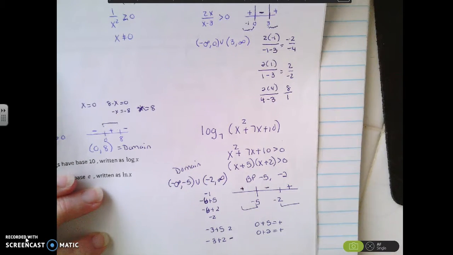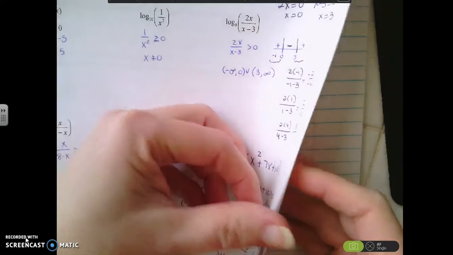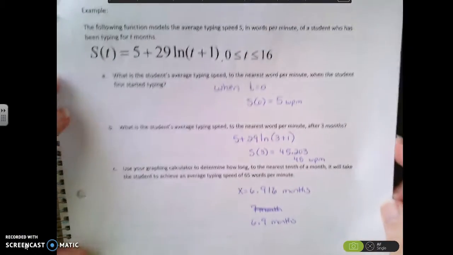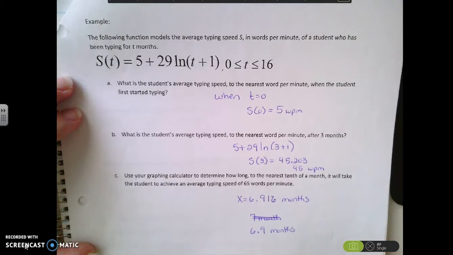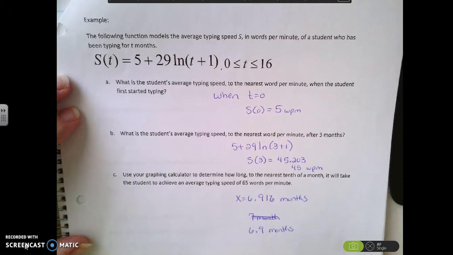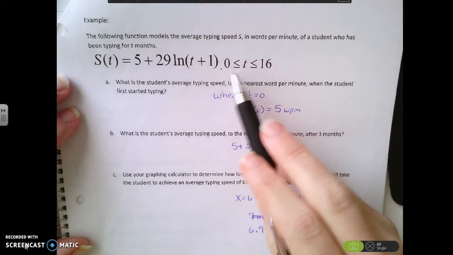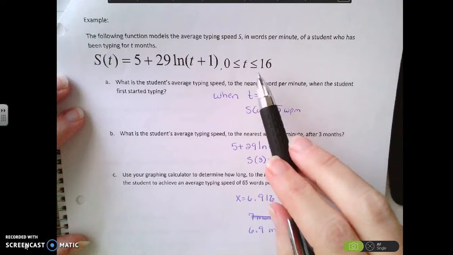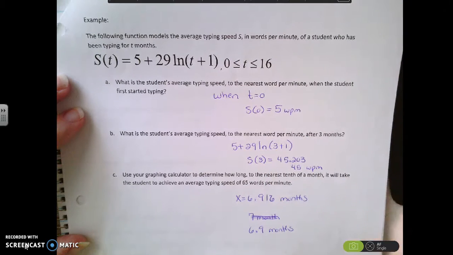Okay. All right, so let's look at this last problem. It's a word problem. All right, so this word problem is talking about typing speed. So the following function represents the average typing speed in words per minute for a student who has been typing for T months. So they said T has to be something between 0 and 16. So I'm assuming that if you practice your typing for 16 months, you should probably peak out and be an efficient typer.